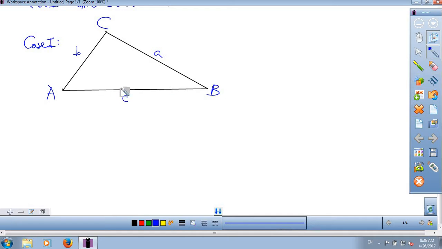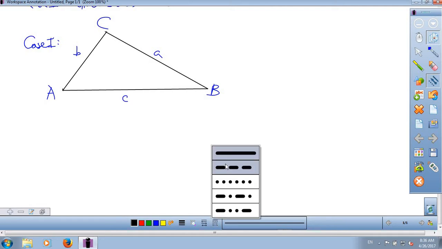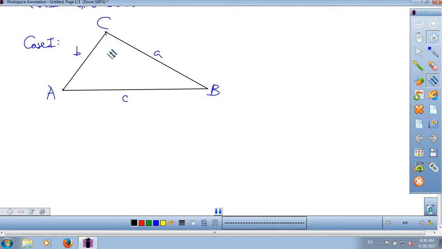Let's go ahead and draw the height. Okay, the altitude, the height. This is the height of the triangle, right? Let's call that H, the height of the triangle. Let this H be the altitude from angle C to side C.